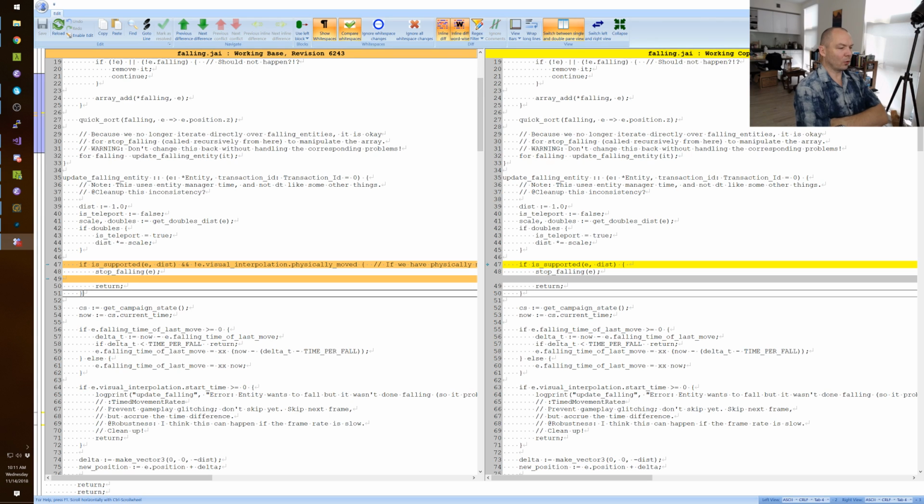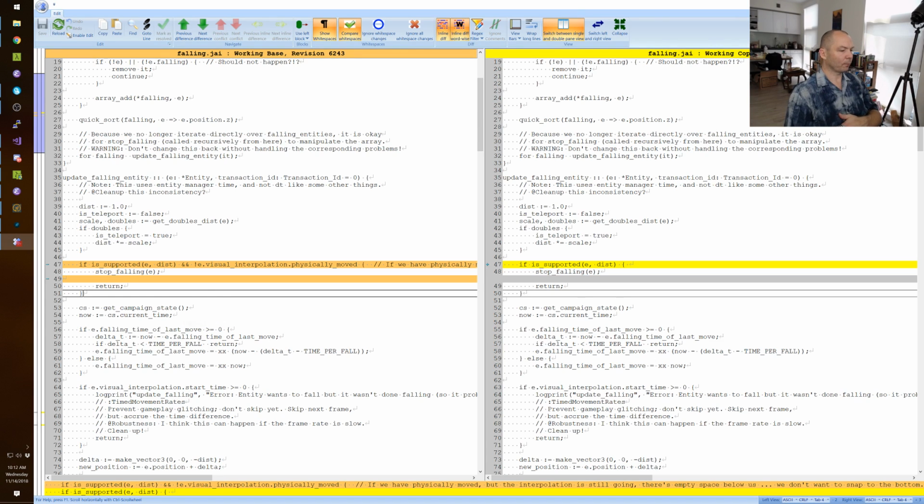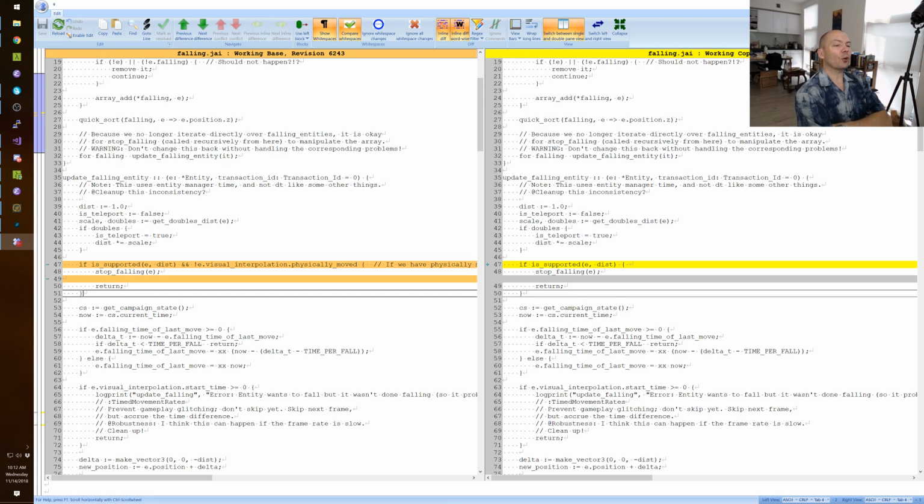A different solution that we could do is, we could say here, look, if you're supported, well, actually, supported is an expensive check. So we would do the other check first. We would say, if you're closer to your start point of your interpolation than your end point, and you're supported, then stop falling. I'm a little worried about that going haywire in cases where somebody shoves you sideways while you're in the air or something.